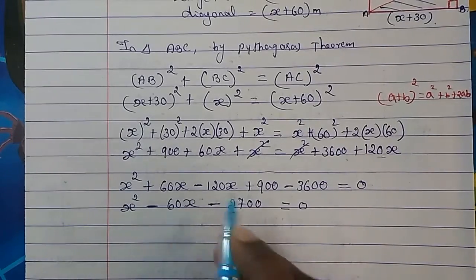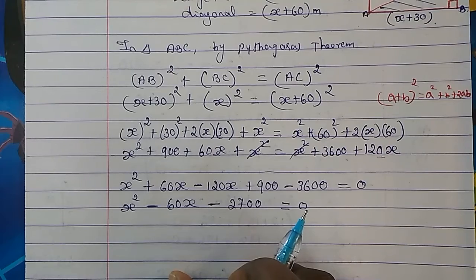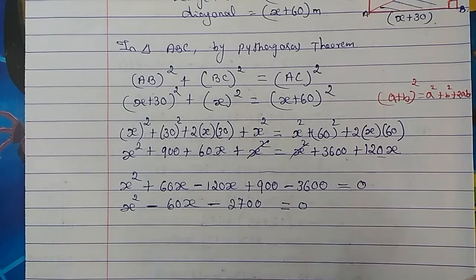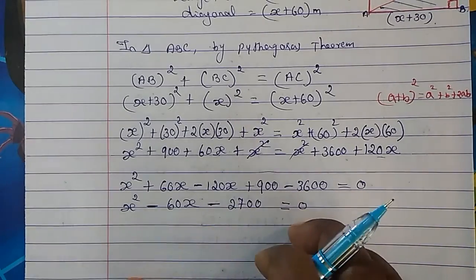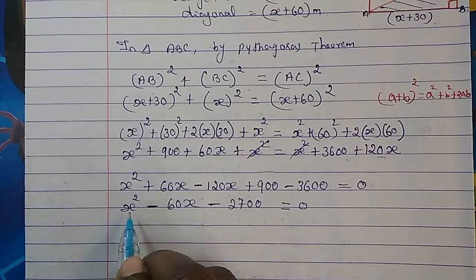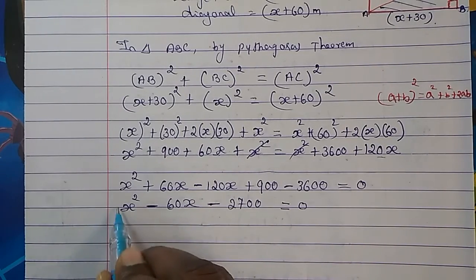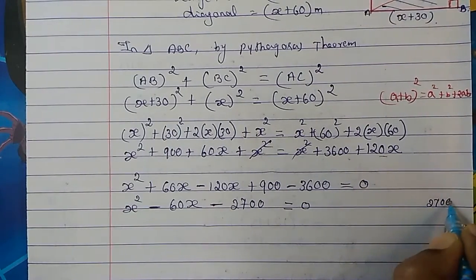Now you can solve this by quadratic formula method or splitting the middle term. Quadratic formula method I have showed you. That is very easy. You can use that also. And splitting the middle term, how to do this I will show you. So the first term and the last term we have to multiply. Here we have 1 here. So when you multiply, we will get 2700.